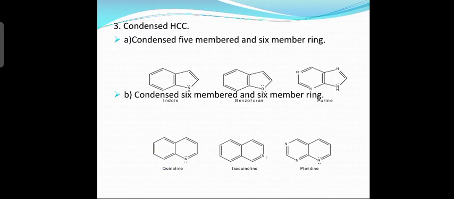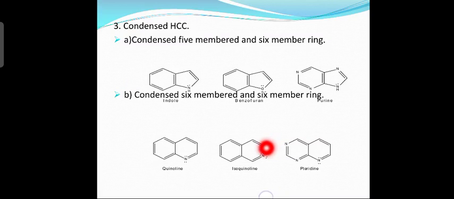All right. Next, condensed 5-membered and 6-membered rings. These are examples of condensed 5-membered and 6-membered rings: one is a 6-membered ring, the other is a 5-membered ring. Then condensed 6-membered and 6-membered rings. Here both are 6-membered rings. You can see here quinoline, which we are going to study in detail later. Quinoline, isoquinoline. What is the difference between quinoline and isoquinoline? In quinoline you have the nitrogen atom here; in isoquinoline, you have nitrogen in the next place.